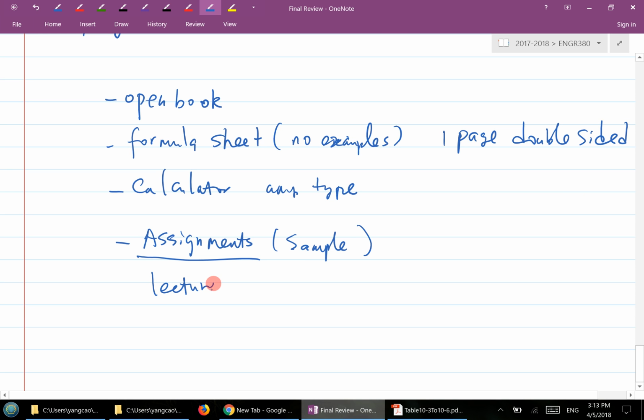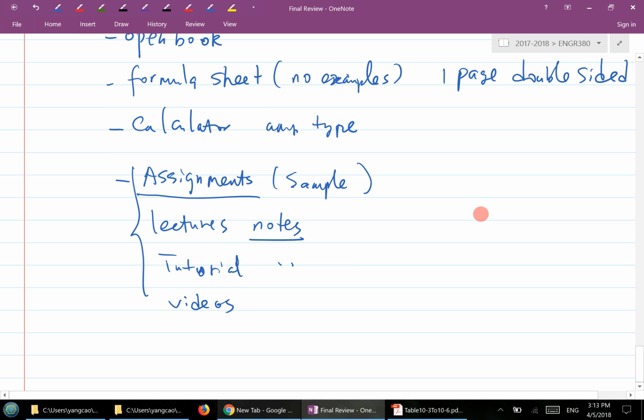From a preparation point of view, you could start either way. You could start from assignments, or you could start from reading the lecture notes. There are some more examples in the lecture notes. There's also tutorial notes. You also have the videos. I don't think you have a shortage of resources for the preparation here. And I'll be here. I'm not going to go away.